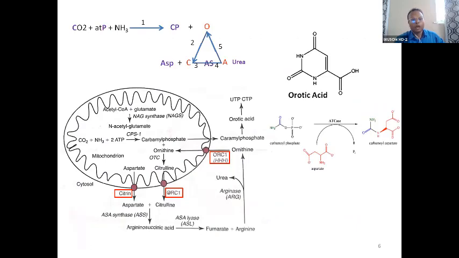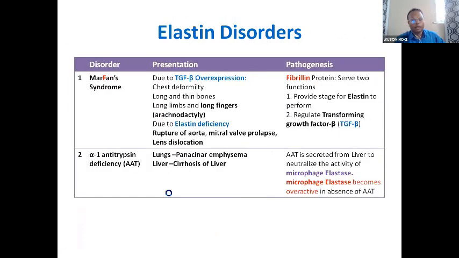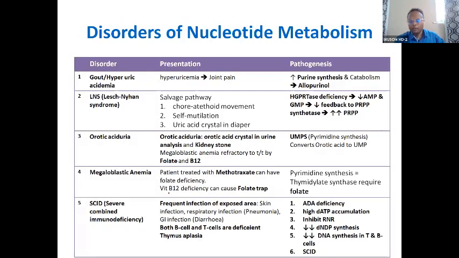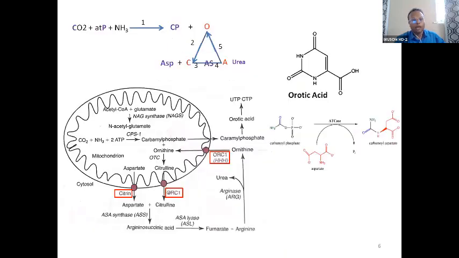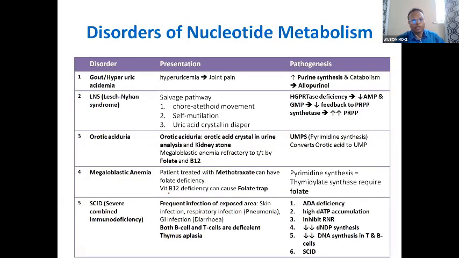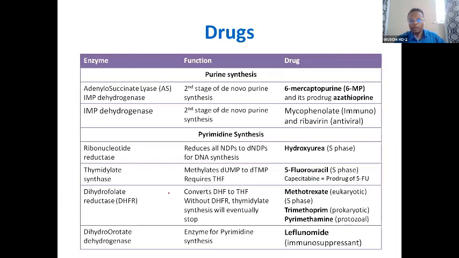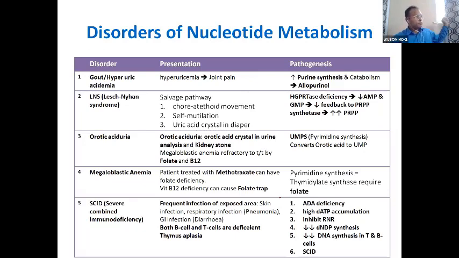So how many disorders have we seen? 5 to 7, 7 plus 5, 12, 12 plus 2, 14 disorders. We have seen the whole thing, 14 disorders. Now these are the drugs. I told you the drugs, how they ask questions from methotrexate. Do you remember how they ask questions from methotrexate? I told you how they ask.